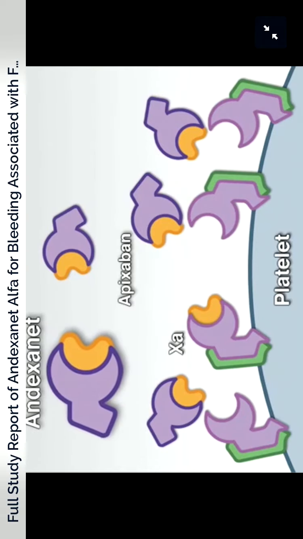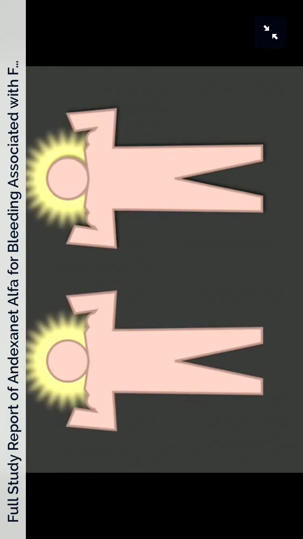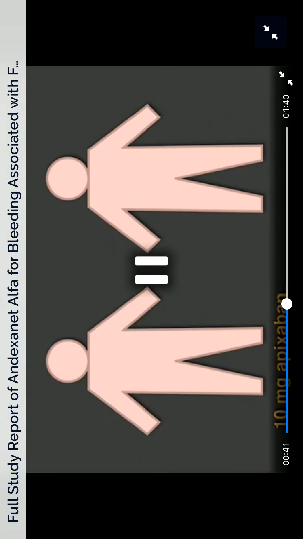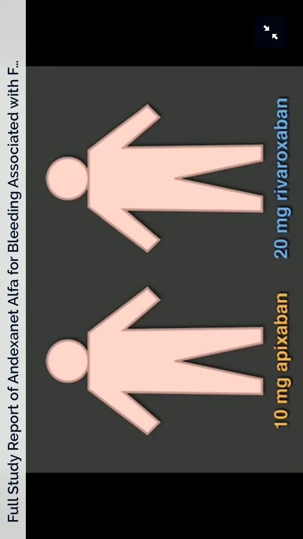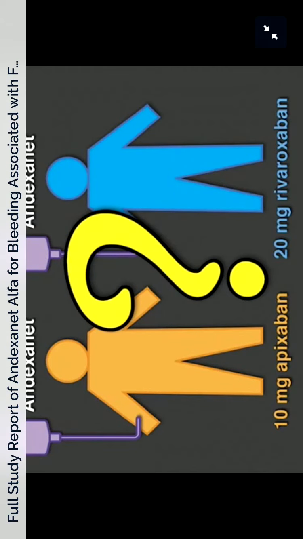To test the efficacy of andexanet, a small phase 3 trial was designed with healthy older volunteers as the participants. They were given either 10 milligrams of apixaban or 20 milligrams of rivaroxaban daily until steady-state anticoagulation had been achieved. Then intravenous andexanet was given to determine whether the effects of these anticoagulants on blood clotting could be reversed, and if so, what the side effects might be.